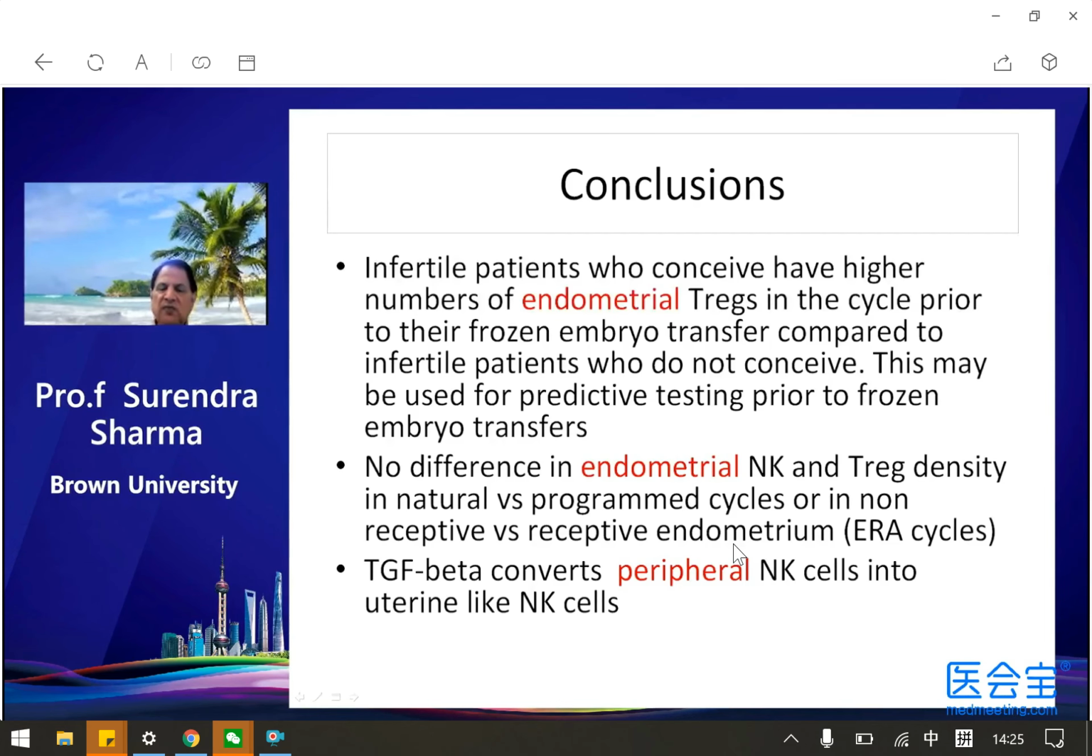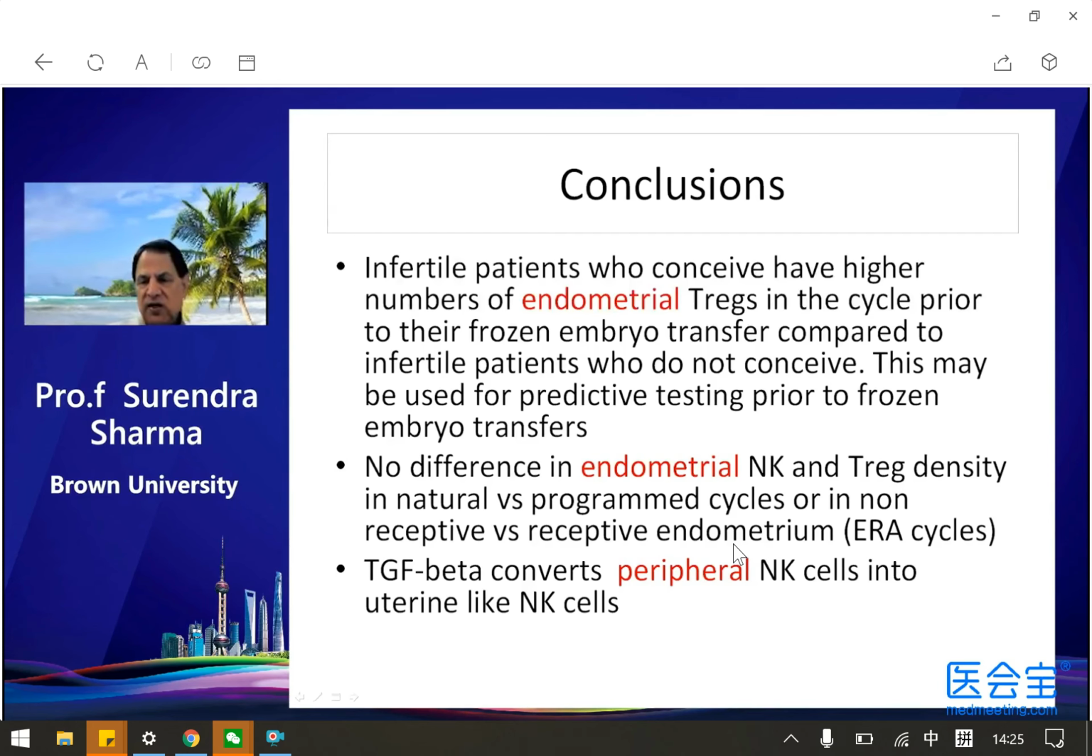We did not find any differences in endometrial NK and Treg density in natural versus program cycle, or, I did not show that data, in non-receptive versus receptive endometrium ERA cycle. And I did not show you the data, but we now have results that TGF-beta converts pelvic blood NK cells into uterine NK cell-like cells by virtue of expressing CD9 and CD49A and by producing angiogenic factors.